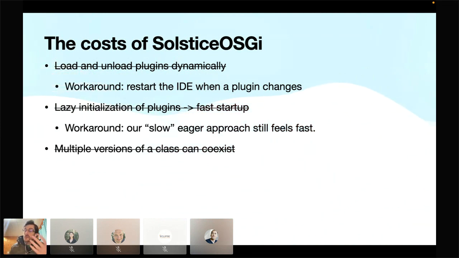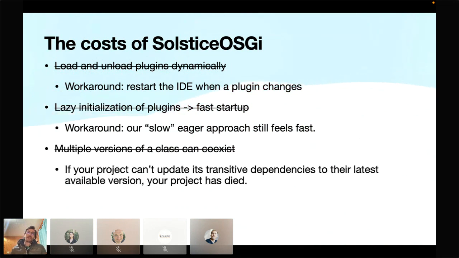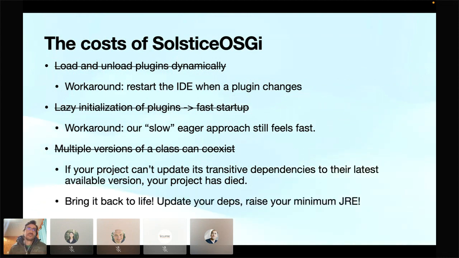So it means you have to be able to update your transitive dependencies to their latest. But the problem is, if you can't update your transitive dependencies, then your project has died. That's one of the most important things of a live project: that it's updating its dependencies and keeping modern. So bring it back to life.